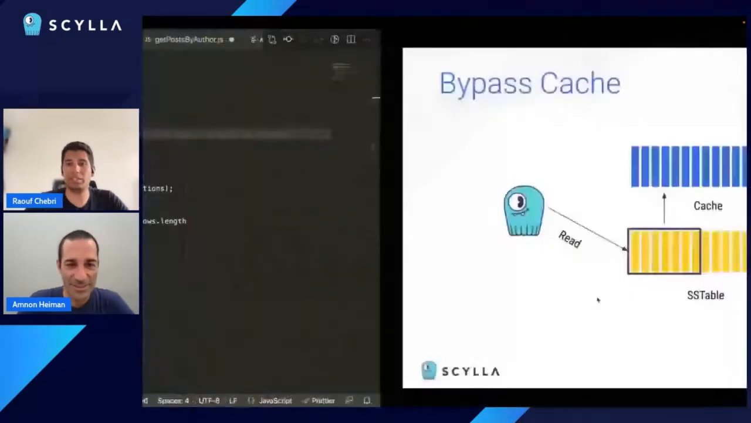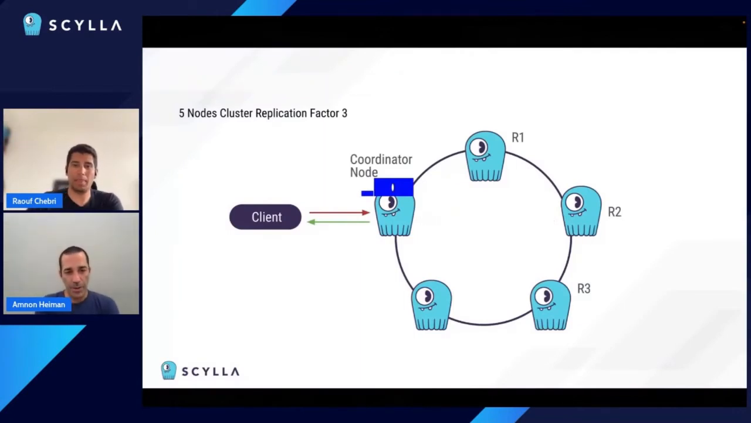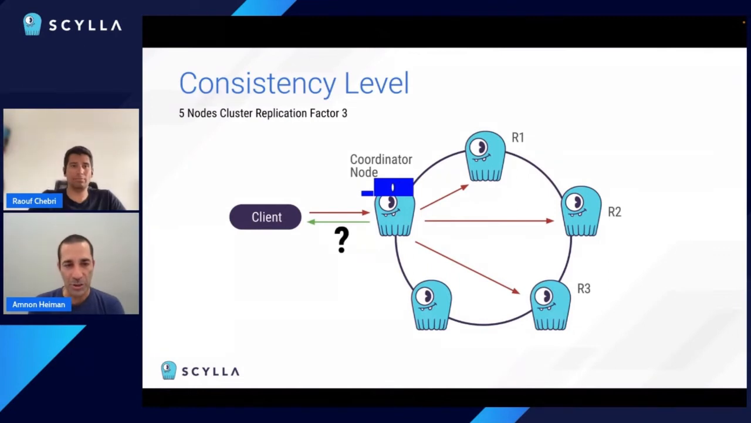All right. Let me go back to the slides and we can talk about consistency level. If you remember, we talked previously about the replication factor. The replication factor is the number of times the data is replicated. Typically, it's three. That means that if your data is replicated three times, you can still lose a node, and the cluster can theoretically continue to work as expected. Now, in a normal situation, the client sends a request to a node, the coordinator node. The coordinator sends it to the replicas, waits for the reply, sends the reply back to the client, and all is well.